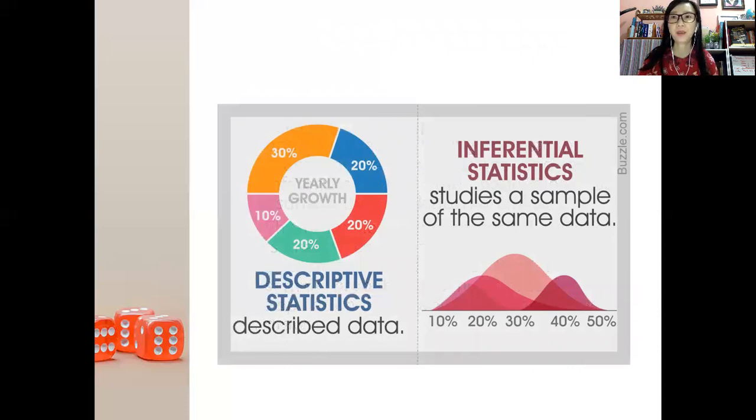Here is a visual illustration of the two types of statistics that we have learned. The first one is descriptive statistics, whose function is to describe data. So you use percentages, frequencies, central tendency, and measures of spread or dispersion to describe data. We call those descriptive statistics. And the one that we are discussing today is inferential statistics, when we study a sample of the same data to estimate the population.